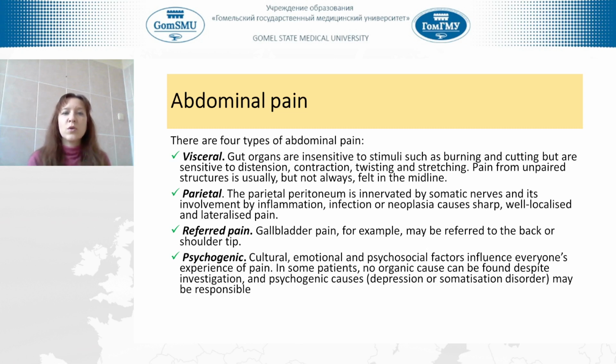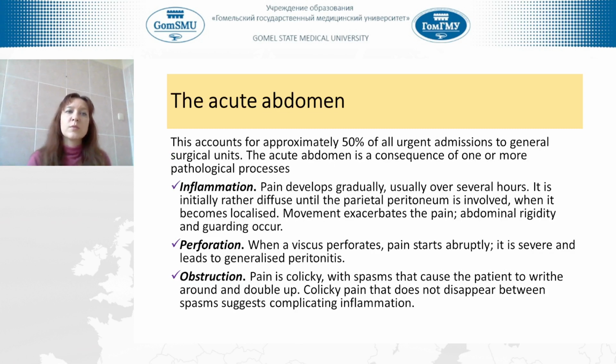In some patients, neurogenic causes can be found on investigation, and psychogenic causes, depression or somatization disorders, may be responsible. The acute abdomen accounts for approximately 50% of all urgent admissions to general surgical units. The acute abdomen is caused by one or more pathological processes: inflammation, perforation, and obstruction.